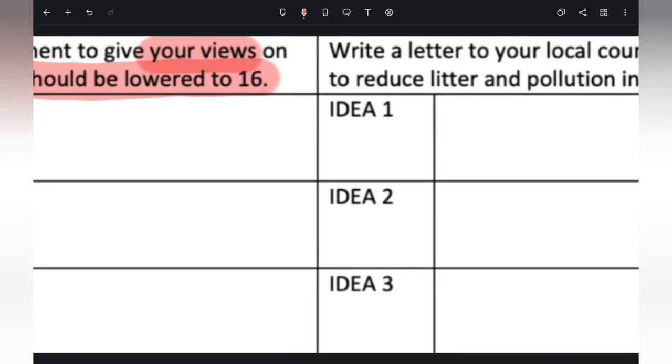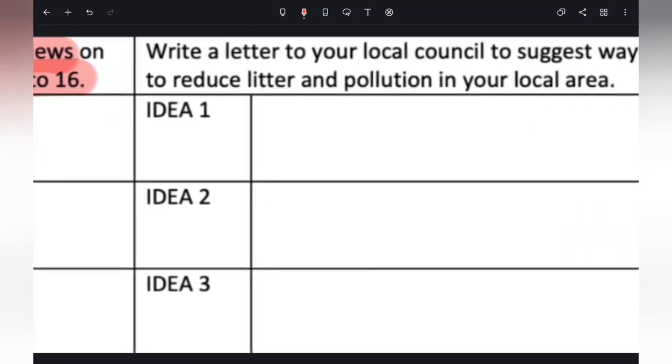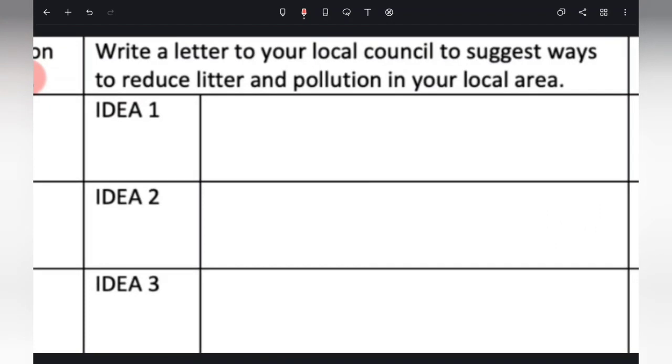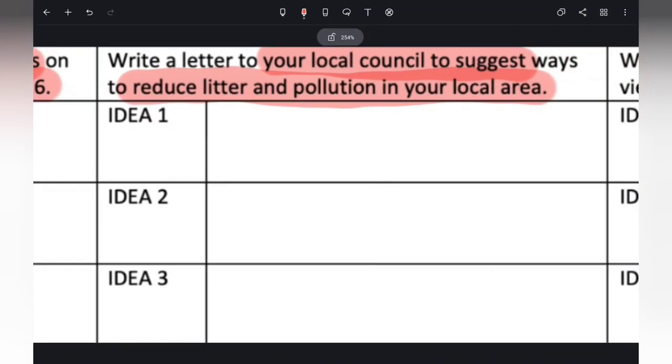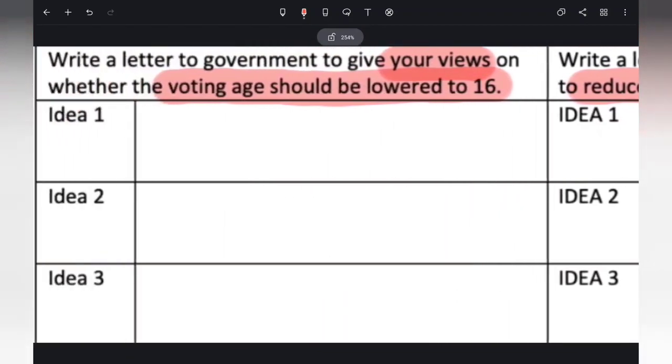The second potential question or predicted question for our letter could be: write a letter to your local council to suggest ways to reduce litter and pollution in your local area. So essentially this question is about the environment and what can be done to help the environment. So you're giving your suggestions on what we can do to help. And remember, it has to be persuasive, otherwise you're not writing an effective answer. So take a screenshot of this and write down your ideas in bullet points, and then you can formulate an answer. By the way, each question is 40 marks.